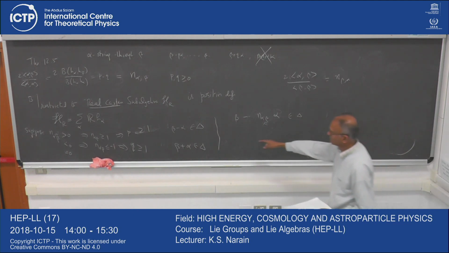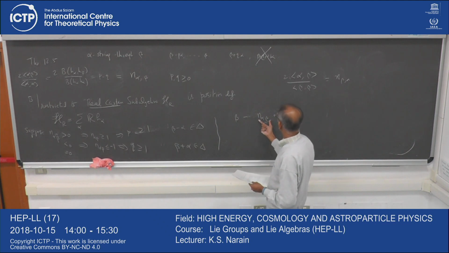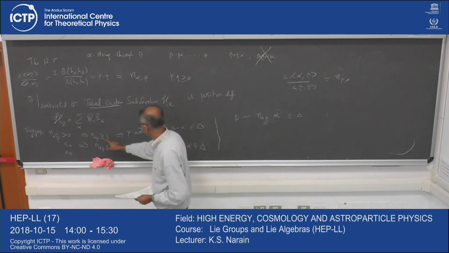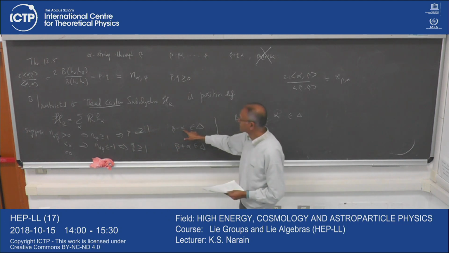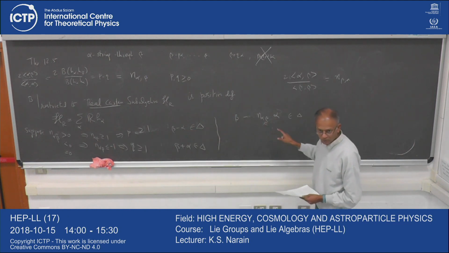I mean, here I just use this thing here. If n alpha beta was, let's say, 2, for example, I mean, this guy was supposed to be 2. Then we can even say something stronger than that. We can say that P is greater than or equal to 2, right? Then beta minus 2 alpha would also exist. So this is how you prove this.